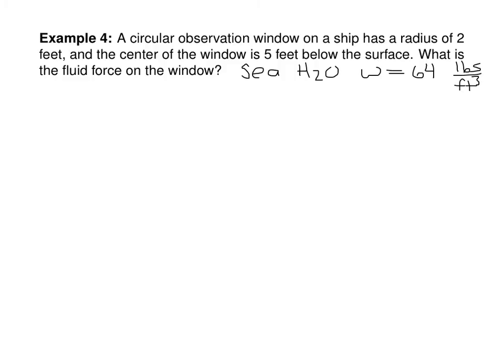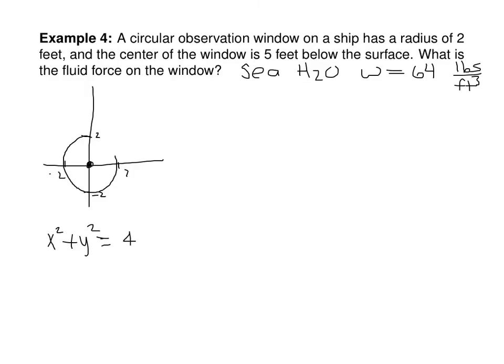So first, let's draw a picture of what this window looks like. I'm going to place the center of the circle at the origin. Now that gives us the equation x squared plus y squared equals 4. That's a circle of radius 2. So up 2, over 2, down 2, left 2. All right. And the water is 5 feet above it, so up at 5, that's where the water level is.